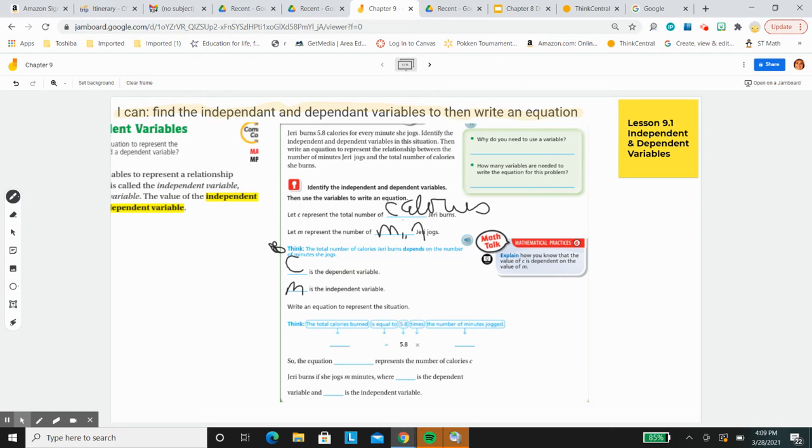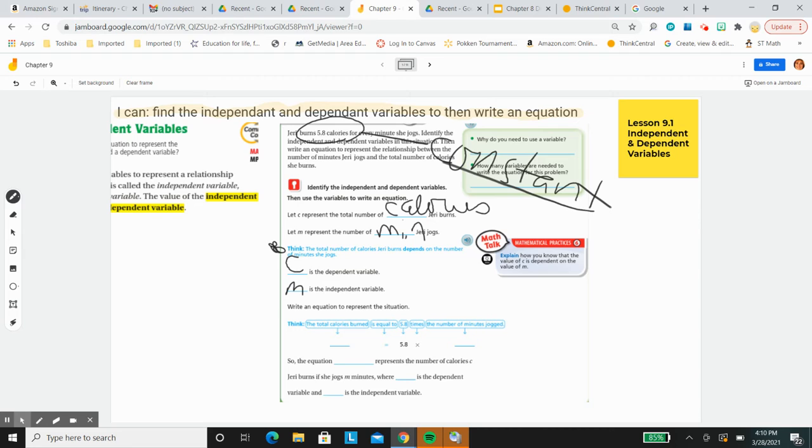Okay, so the other thing that I want to talk about that the book doesn't go into at all is this item right here, 5.8 calories. 5.8 calories is actually called something called a constant. A constant is something that is just in the problem that I need. It's not going to change. It'd be like the speed that you would go, or for instance, the calories that she is burning is the same for every single minute. Okay, so that's kind of important. It sometimes helps to identify that independent and dependent variable.